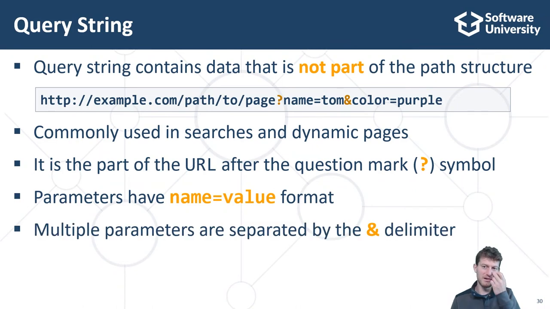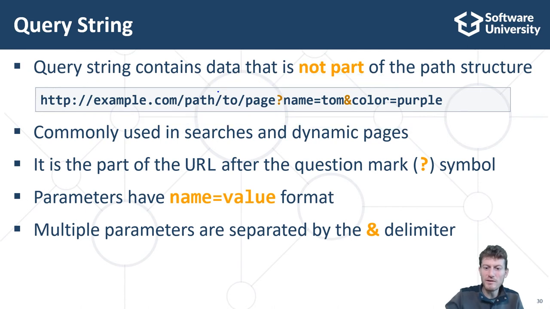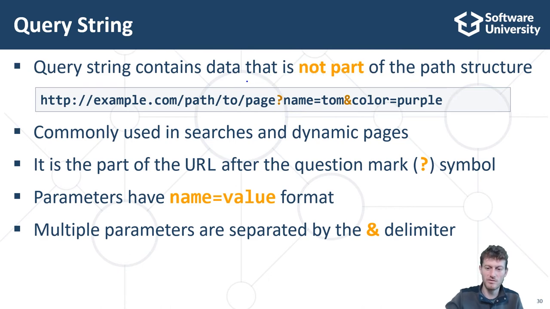Multiple parameters are separated by the ampersand delimiter, like it is shown in the above example, where the query string is ?name=Tom&color=purple, and this query string holds two pairs of parameters: name=Tom and color=purple.